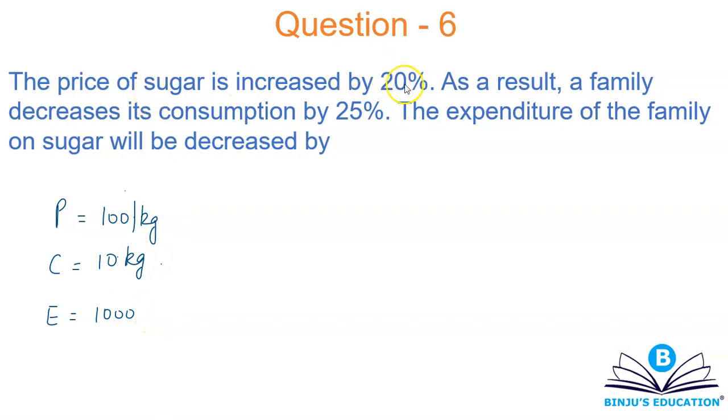If the price of the sugar is increased by 20%, so price now becomes 120. Consumption is decreased by 25%, so consumption now becomes 7.5. Use your calculators, expenditure will now become 900. So if you're going from 1000 to 900, what is the change? It's a change of 100. On what? On 1000. Percentage change is 10%, and that's your answer.